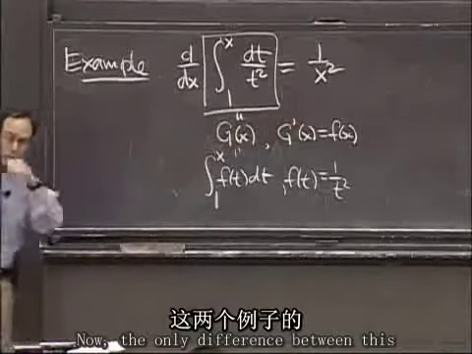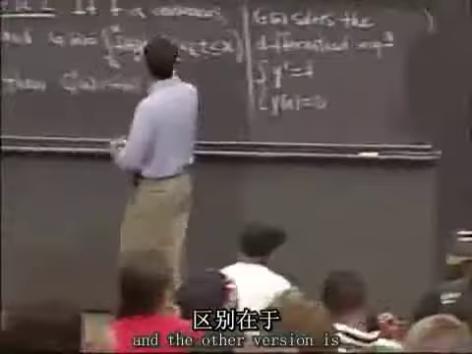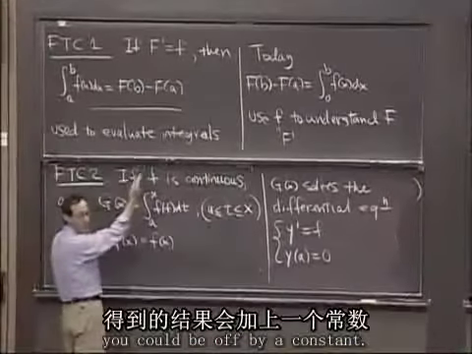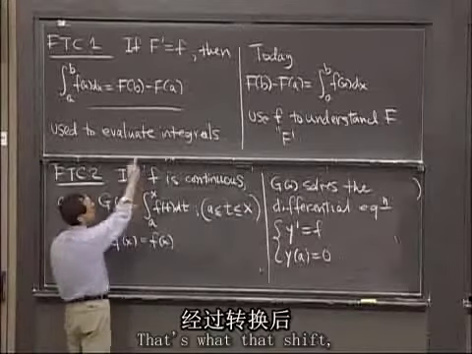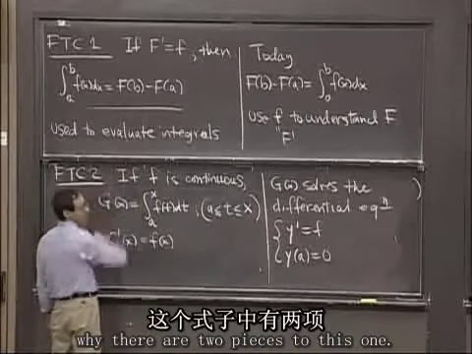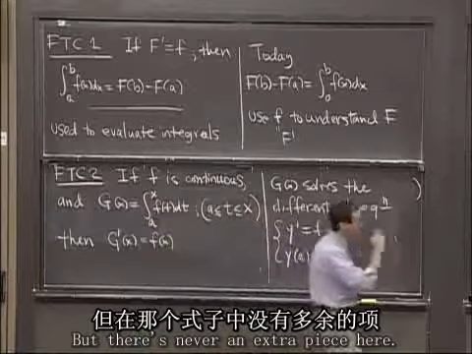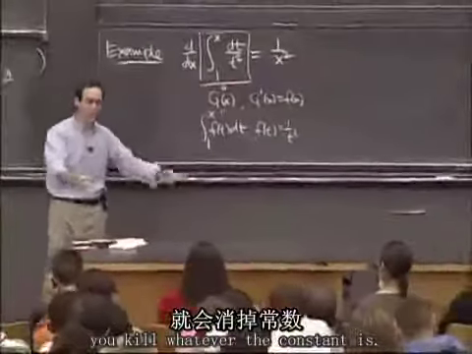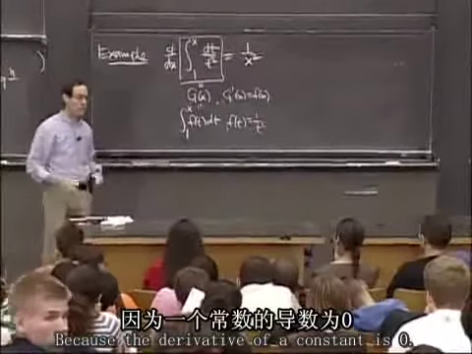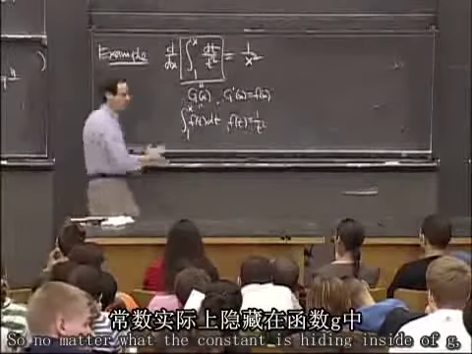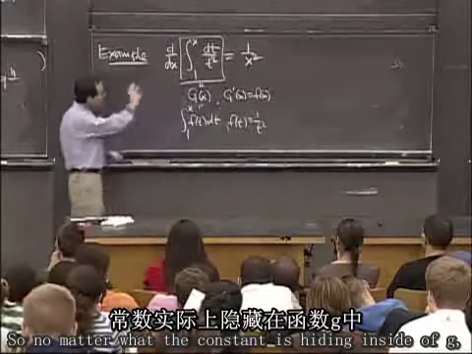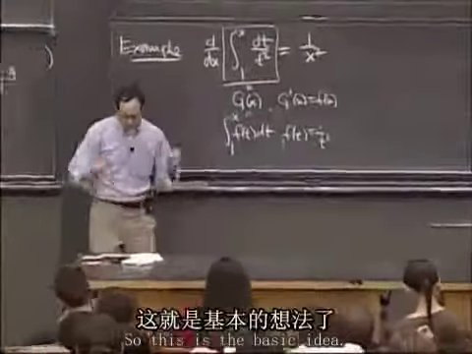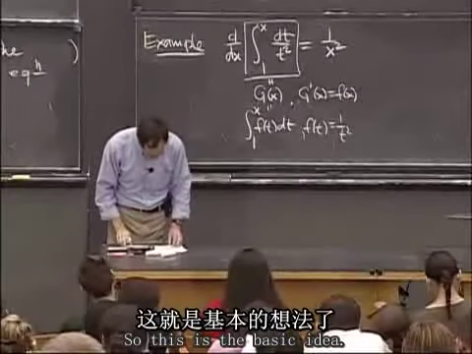Now the only difference between this and the other version is, in this case, when you differentiate and integrate, you could be off by a constant. That's why there are two pieces to this one. But there's never an extra piece here. There's no plus c here. When you integrate and differentiate, you kill whatever the constant is, because the derivative of a constant is 0. All right, so no matter what the constant is hiding inside of g, you're getting the same result. All right, so this is the basic idea.